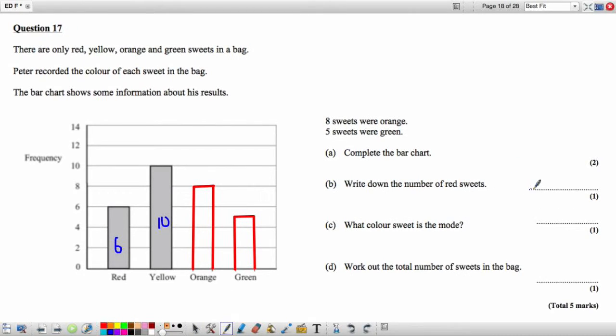And then on to part B, write down the number of red sweets. Red is the first bar here, which is 6. What colour sweet is the mode? That's the most popular. So looking here, we're looking for the highest frequency, the highest bar, which corresponds with the yellow. And then the total number of sweets, 6 plus 10 plus 8 plus 5 is 29.